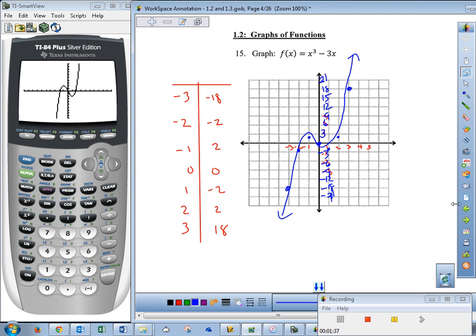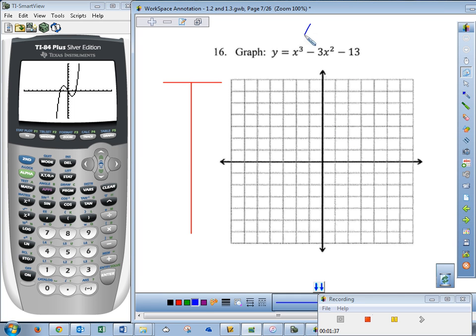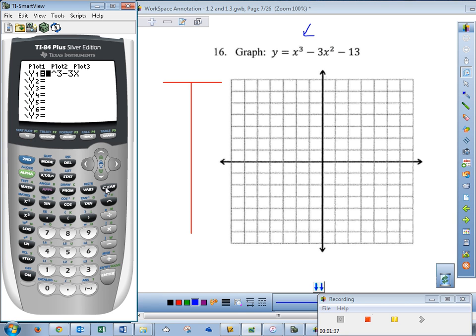Next guy. Again, another cubic, correct? So it should be looking like a snake. Let's go back to y equals, clear all that info out. Instead of trying to type over it, I always clear it out first and just start over. X cubed minus 3x squared minus 13. Do yourself a major favor and double check that you typed it in right before you start doing stuff. Right? Let's zoom 6 in, see if we can see the whole snake. Remember, it's supposed to look like a snake.